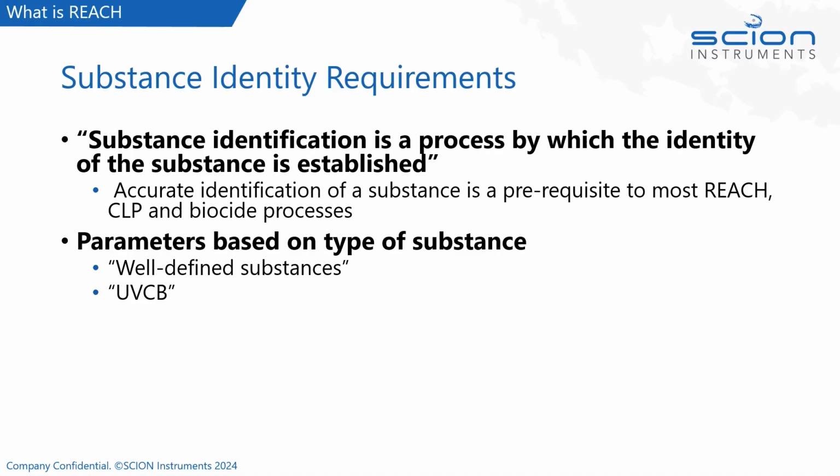We then have multi-constituent substances, which are known as unknown or variable composition, complex reaction products or biological materials, or UVCB for short. So these are defined as substances with chemical composition of a mixture of main constituents, each equal to or greater than 10% and less than 80%. There's a requirement here that any compound present in the substance equal to or greater than 10% requires identification.